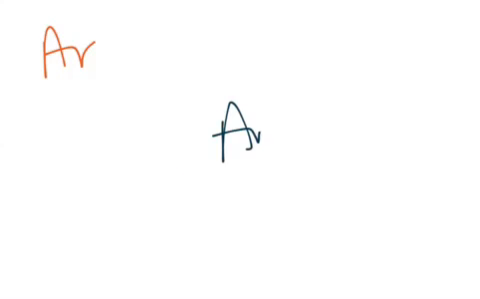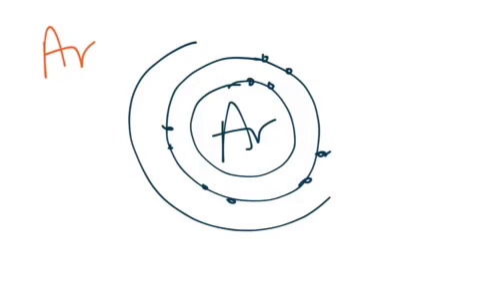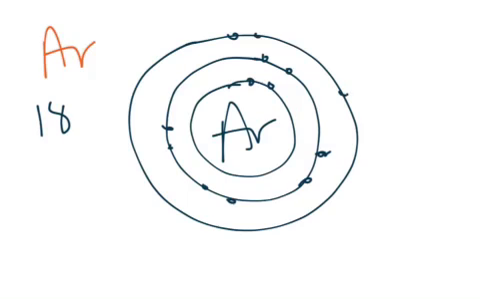Argon. So argon has 2, and then it would have 8, and then to get all 18, we have to have 1, 2, 3, 4, 5, 6, 7, 8. And lastly, we'll do calcium here, which needs to have 20.